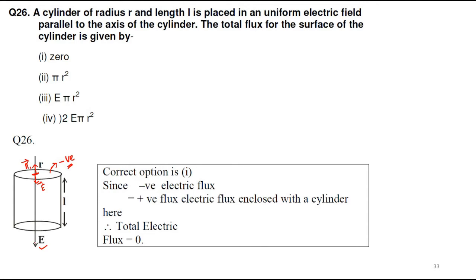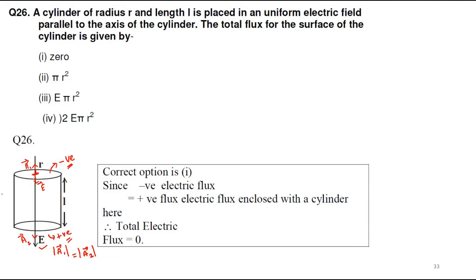For this surface, E is this way and the area vector is the outward drawn normal. You can take this area vector as A2. Note that the magnitude of A1 is equal to the magnitude of A2, since we take it as a uniform cylinder. So this will be positive flux, and the other flux is negative, and they are equal. So they cancel each other. Net electric flux is 0.